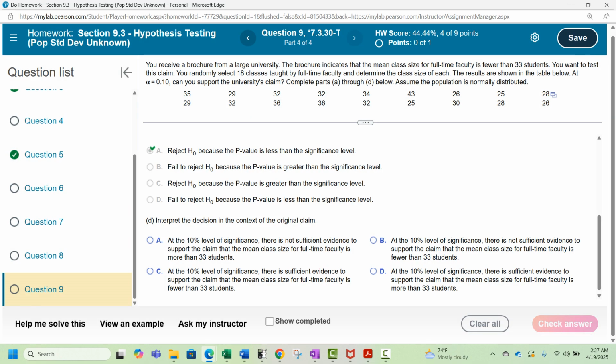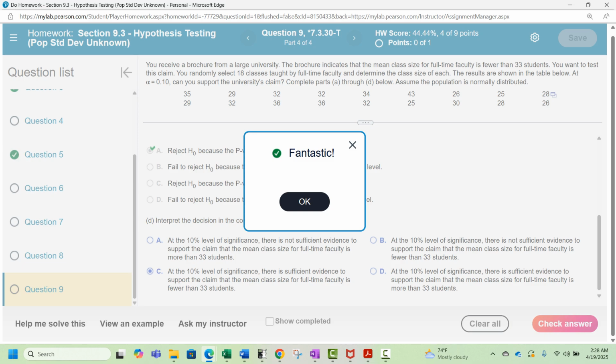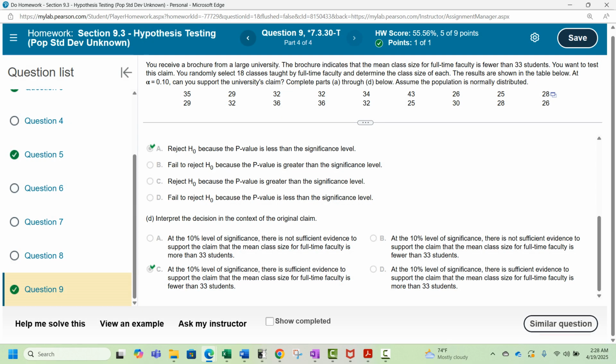Okay, so let's see. This is the last part of that question. All right, let me look at this one. I like answer C here. The claim is the alternative, fewer than 33 students. We support that claim because we rejected the Ho. So that should be the right answer right there. Got it. And that will conclude this video on hypothesis testing, population standard deviation unknown.